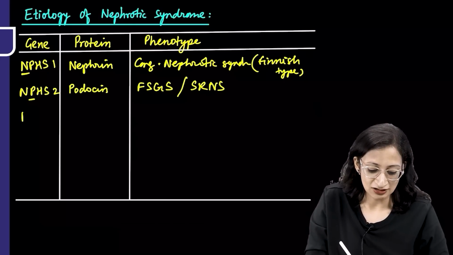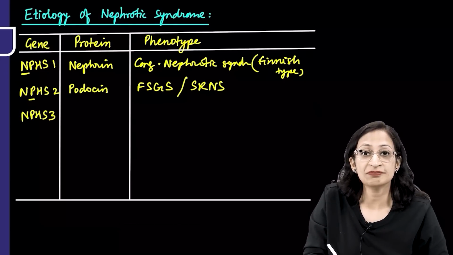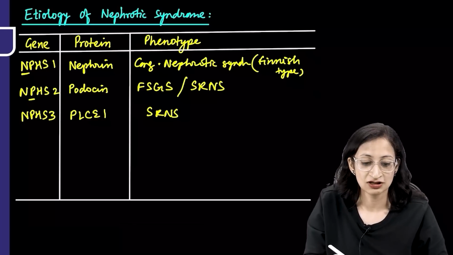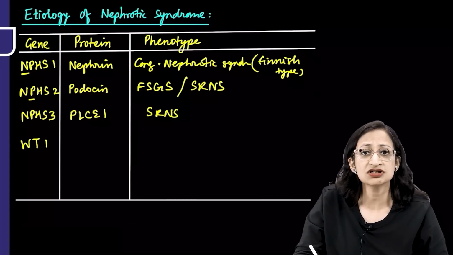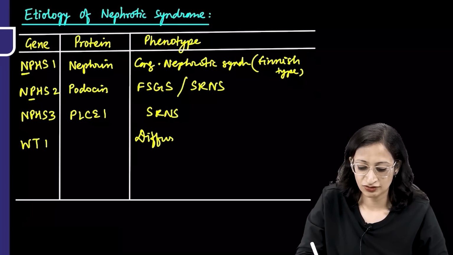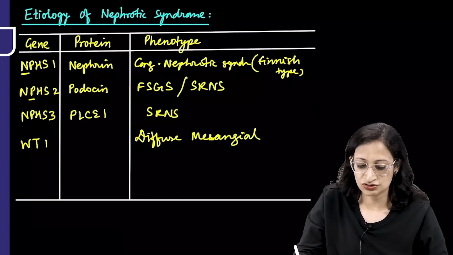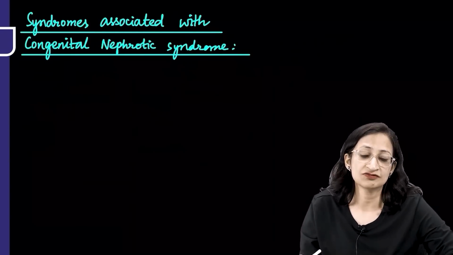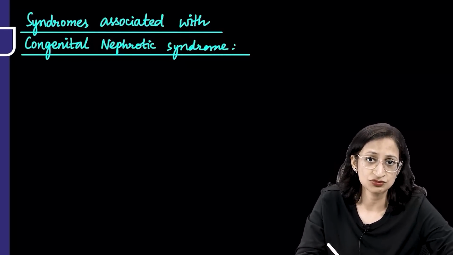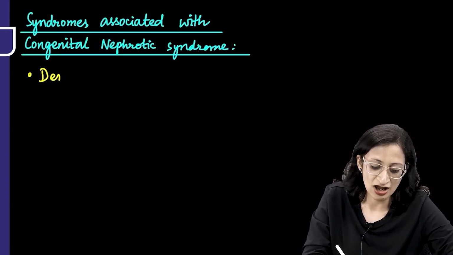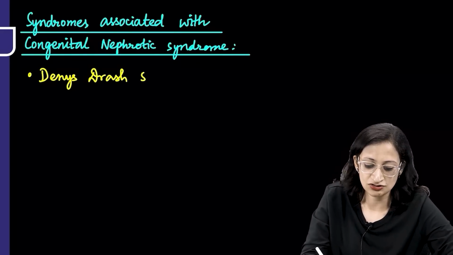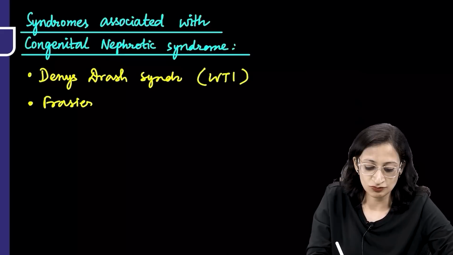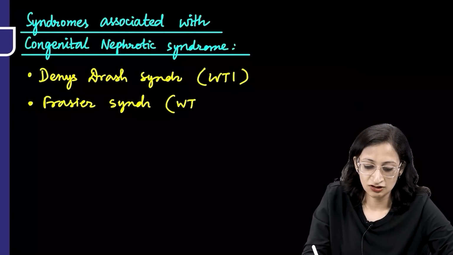Apart from that, there is also NPHS3 gene which codes for the PLCE1 protein, and this also manifests as steroid resistant nephrotic syndrome, and there is a WT1 gene which gives rise to diffuse mesangial sclerosis. Now, there are some syndromes associated with congenital nephrotic syndrome, and congenital nephrotic syndrome in general has a very poor prognosis or outcome. So, the syndromes associated are the Denys-Drash syndrome, where the WT1 gene is mutated. Frasier syndrome, again where the WT1 gene is involved.